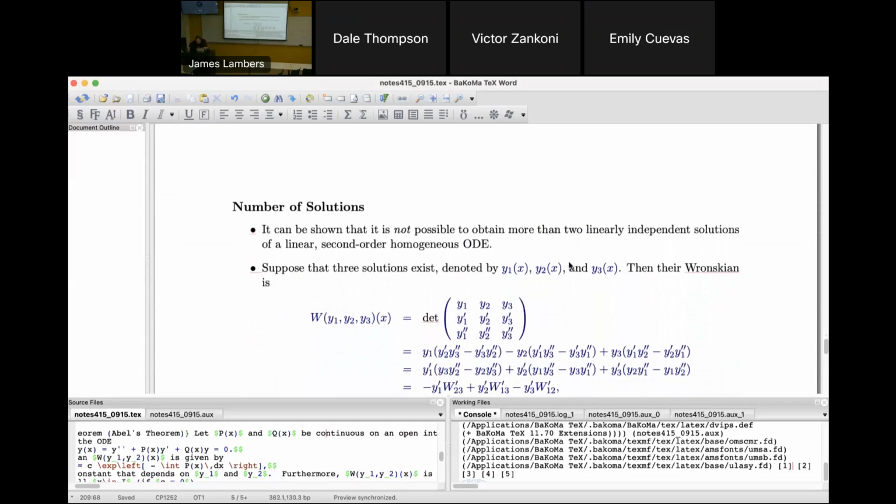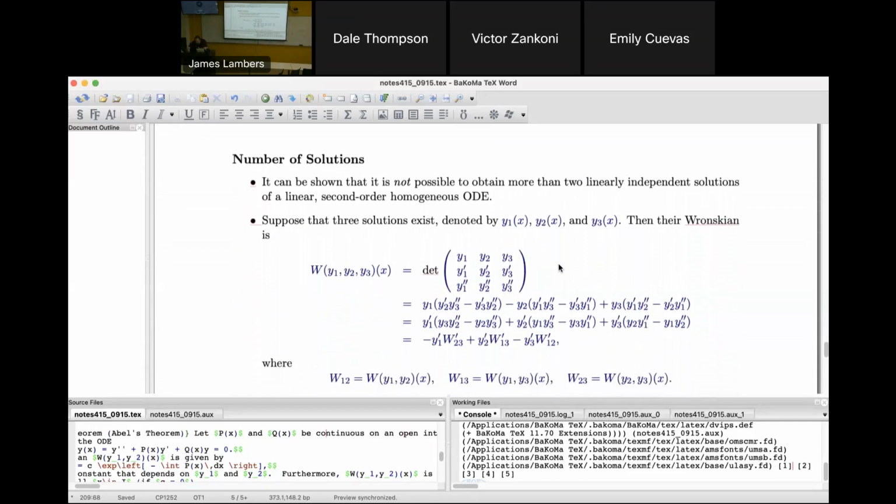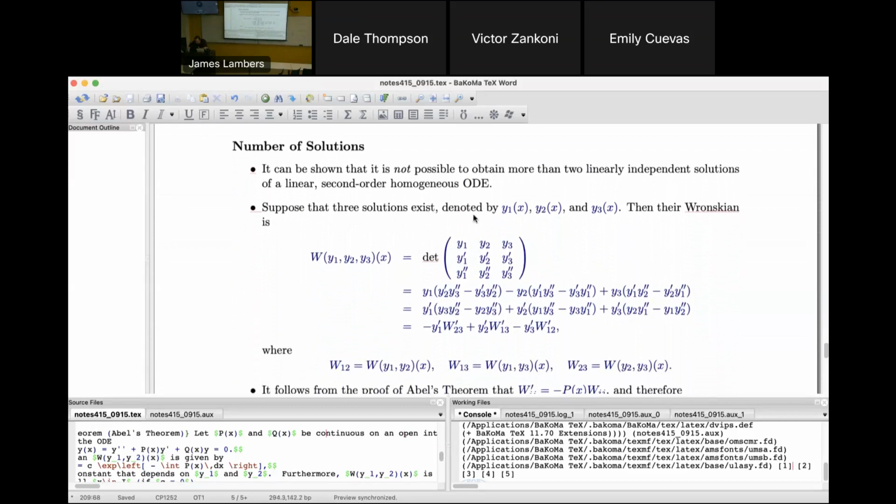Whereas the second order ODE, you can only have at most two linearly independent solutions. To show you that, I'm going to assume that three solutions exist, y1, y2, y3. Now go ahead and compute the Wronskian. The Wronskian of three functions is this determinant, where you have your three solutions in the first row, first derivatives in the second row, second derivatives in the third row. So this is how the Wronskian generalizes to any number of solutions.